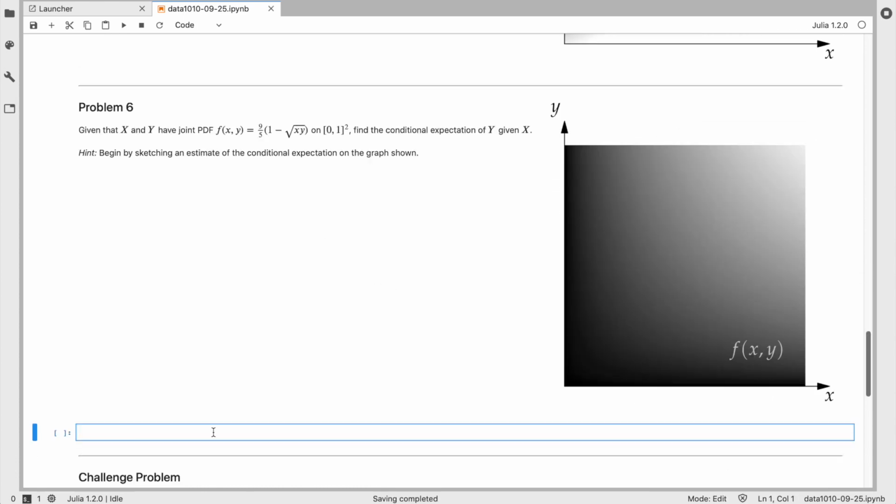So this last one is very similar. Let's just take a look and see that it matches our expectations.